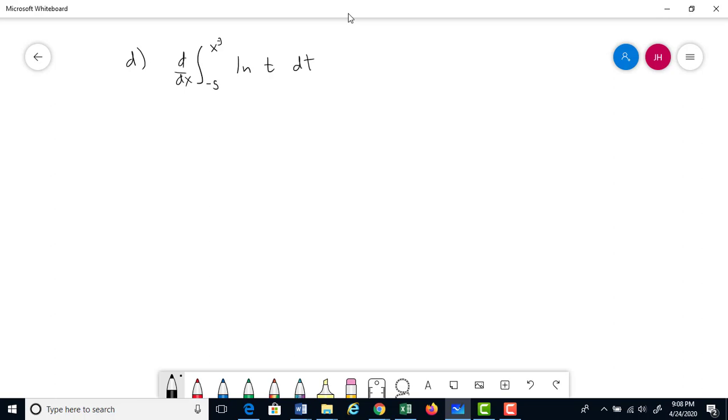So what's going to happen here is we're going to take the derivative, but these things are going to cancel. But the problem is this upper limit is not just x; it happens to be x cubed. So when you take the derivative of something, you have to take the derivative of the outside. The derivative of the outside piece is going to become the natural log of x cubed, because this is going to go in here. So when you take the derivative of this integral, that part's going to cancel.